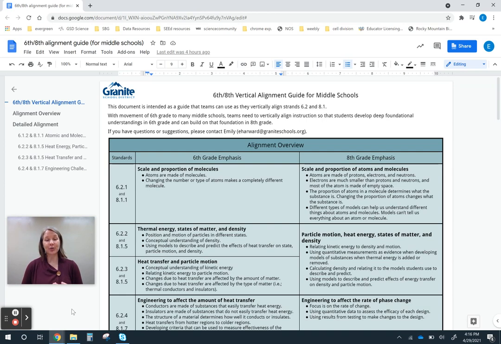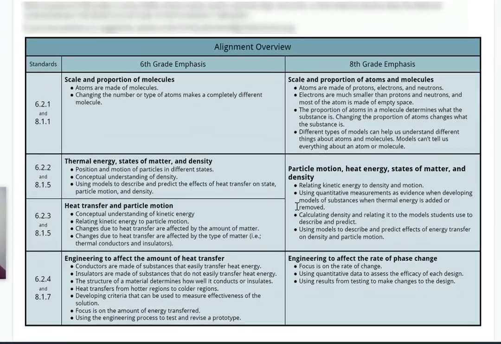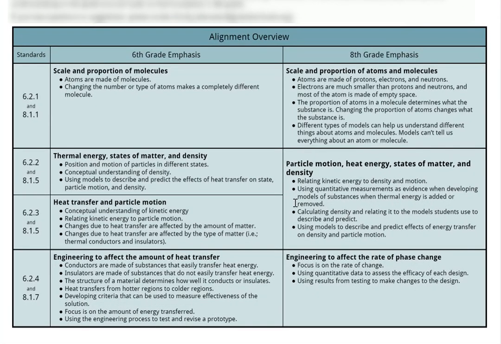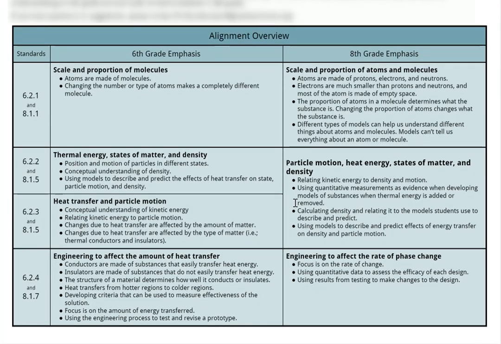So there are 2 main parts of this document. The first page has this table that is our overview. This is our quick start guide. It shows which standards align, and then it shows our emphasis statements. As a team, we took these standards and broke them up and said, okay, these are the pieces that we would recommend focusing on and emphasizing in sixth grade, and these are the pieces that we think you could focus on in eighth grade.